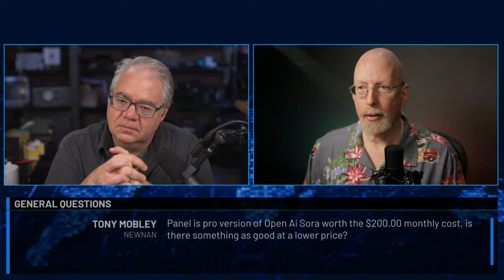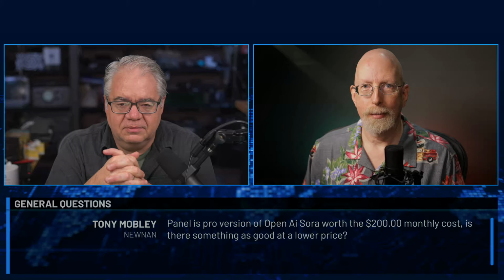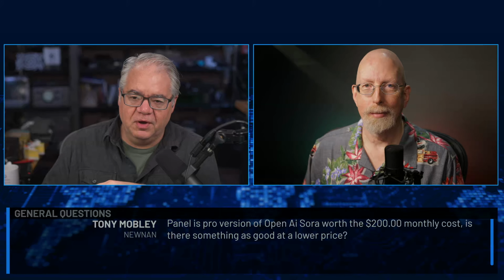Next question. Tony Mobley in Noonan says, panel, is the pro version of OpenAI Sora worth the $200 monthly cost? Is there something as good at a lower price? We're all looking at whether Google's Veo, which most of us don't have access to yet, looks like it's more accurate than Sora. Sora looks really impressive, but at $200, I'd have to think about it for a while. So we'll see. Yeah, go ahead, Courtney.